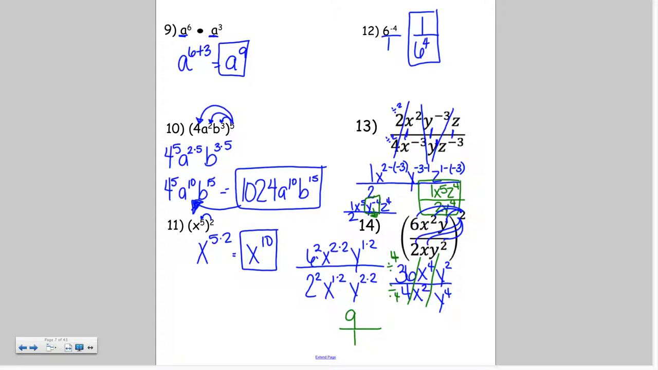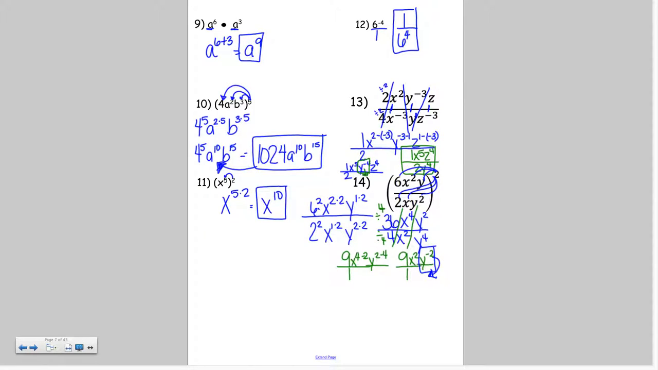Now remember, when we subtract these, they all have to go on top. So x, 4 minus 2, y, 2 minus 4. Okay? So I end up with 9 over 1. 4 minus 2 is x squared. 2 minus 4 is y to the negative 2. Now, I have that negative exponent. I need to move to the bottom. Everything else is going to stay on top, all right?